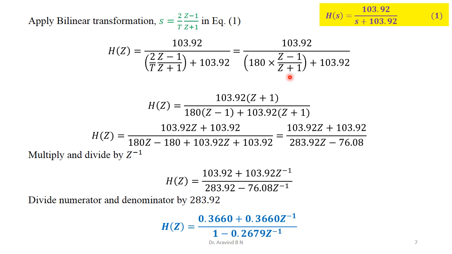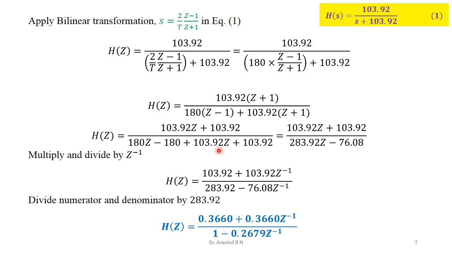Now take the LCM for this representation. By taking the LCM and one stage of simplification we are going to get this realization. Now multiply 103.92 with z plus 1, 180 with z minus 1, and 103.92 with z plus 1. This is the result we are going to have. Now make the simplification of this.